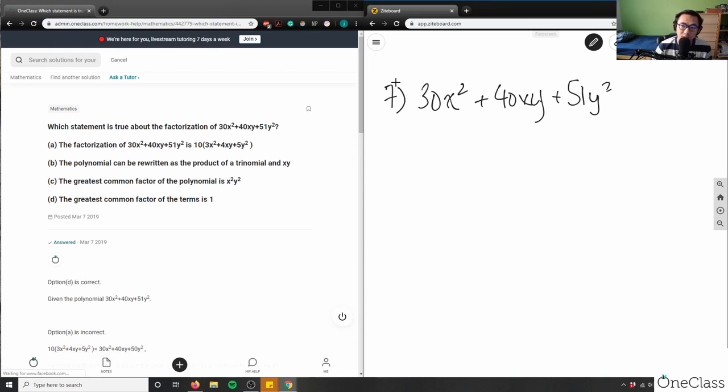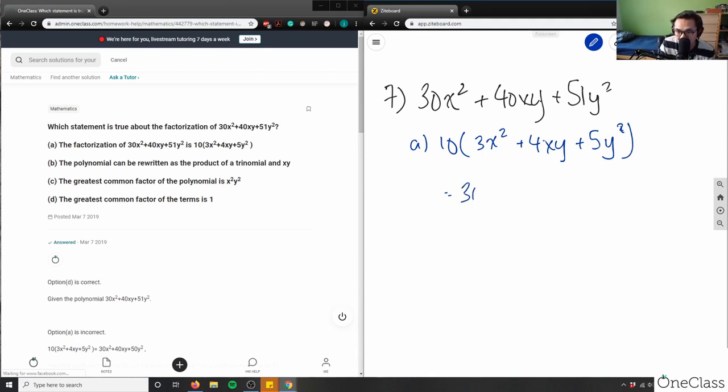Okay, so let's break this down and look at all the multiple choices here. So let's look at A. A says the factorization is 10 times (3x squared plus 4xy plus 5y squared), right? So if I factored and used the distributive property, I would get something like this.